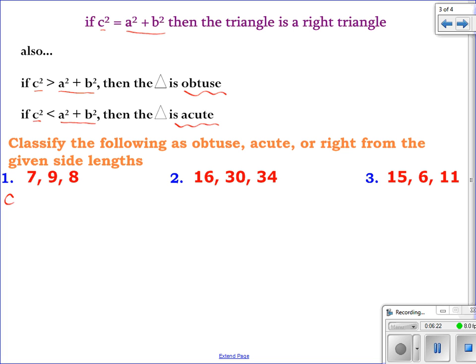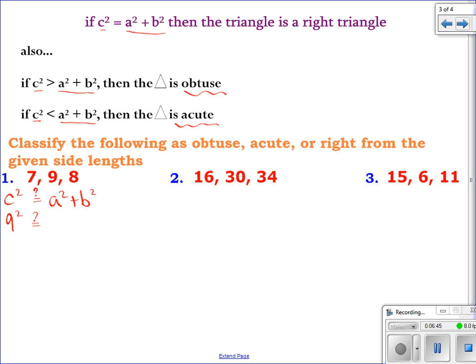Essentially, we're doing this. We're trying to see if they're equal to each other. We got a squared plus b squared. What has to go in for c squared? I heard two different answers. Why does it have to be 9? The longest side. C squared is your hypotenuse, which is the longest side. So we do need to put 9 squared over here.